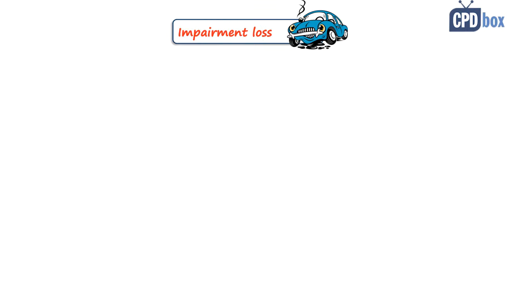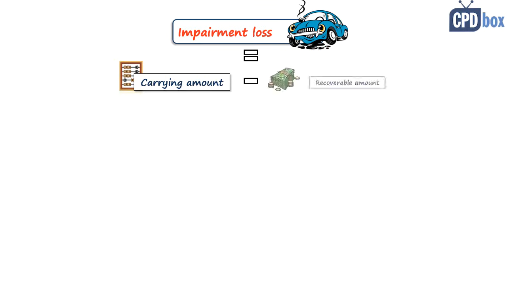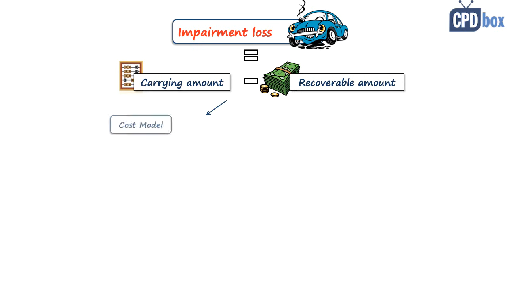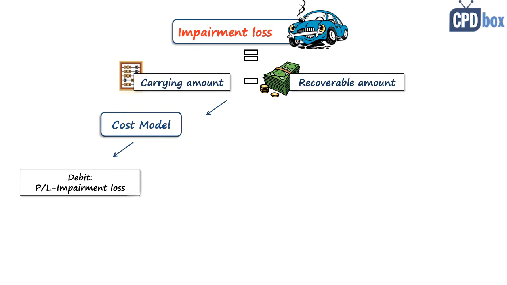So once you have calculated the amount of your impairment loss as a difference between asset's carrying amount and its recoverable amount, then you need to recognize this loss in the financial statements. And the way how you recognize it depends on the model that you apply. So when you apply cost model for the asset under review, then the impairment loss is recognized immediately in profit or loss. For example, by debiting impairment loss account and crediting the asset, perhaps some adjustment account.